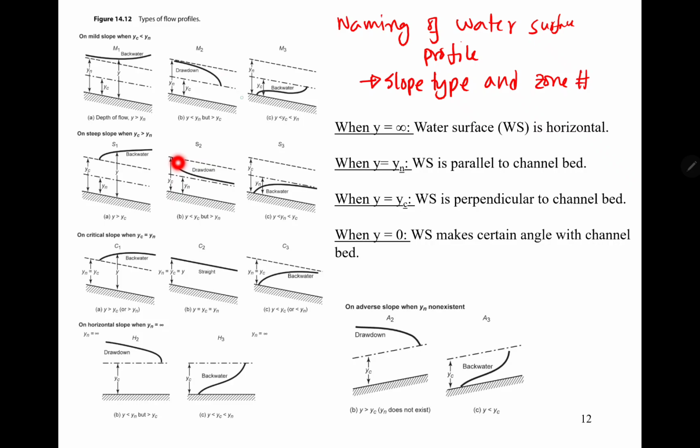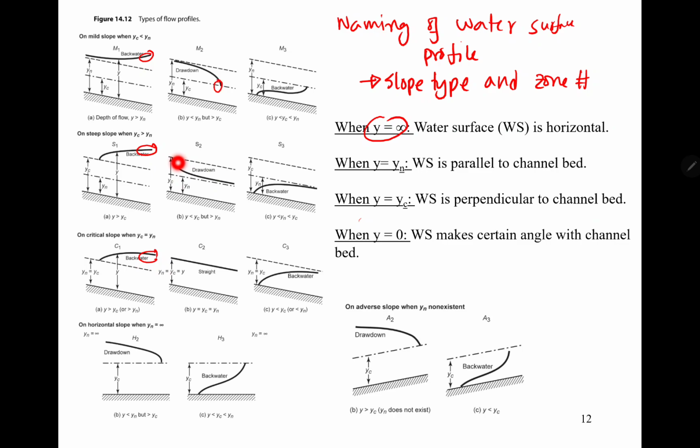If you look at all the profiles, you will see that they have slightly different shapes. There are reasons for this, and from the governing equation of gradually varied flow, we can say that when y tends to infinity, the water surface is horizontal. Here you can see they are becoming horizontal. When y equals yn, the water surface is parallel to the channel bed, like here where y tends to yn. When y equals yc, the water surface is perpendicular to the channel bed.